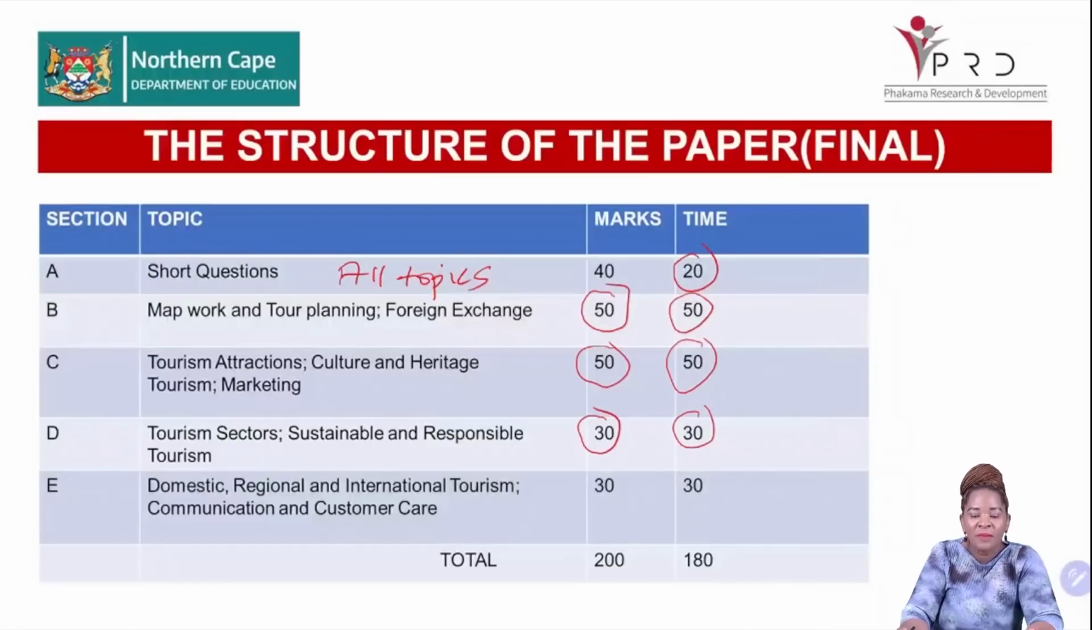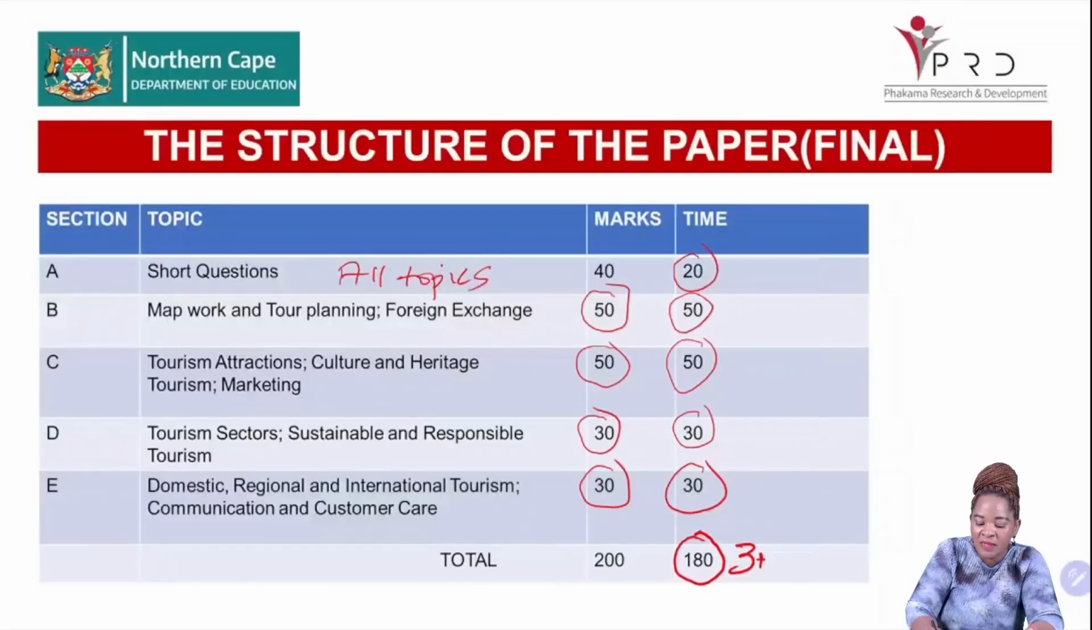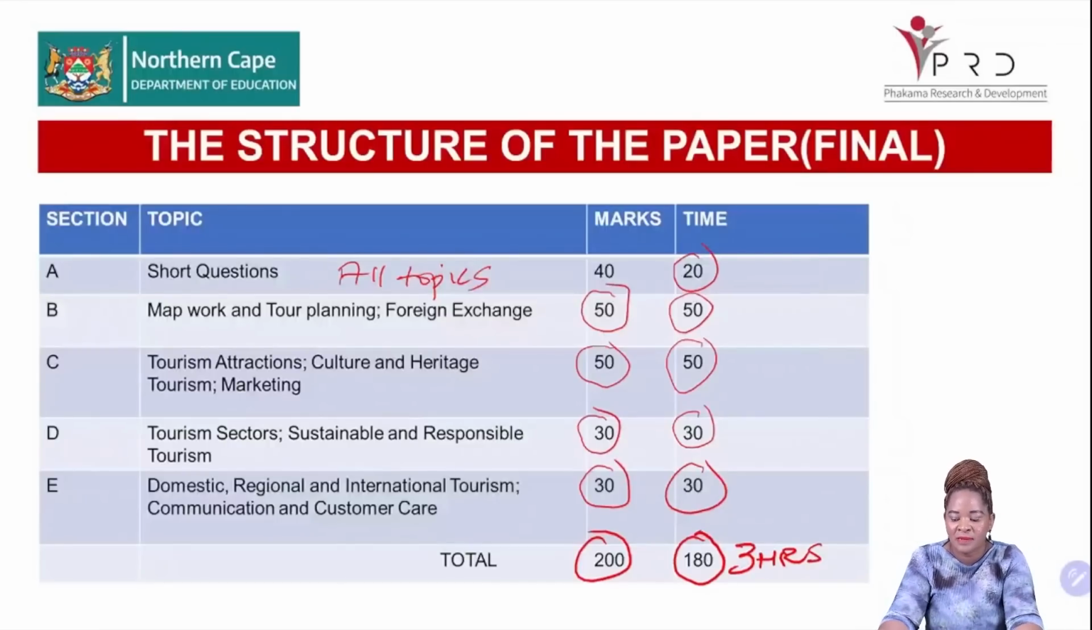Section E is domestic, regional, and international tourism, and also communication and customer care. It also carries 30 marks, and you must budget 30 minutes. So in total, you have 180 minutes, which is 3 hours. And in those 3 hours, remember, you're answering 200 marks.